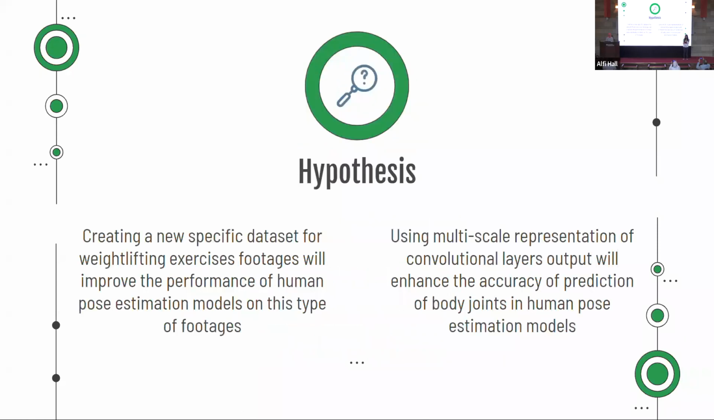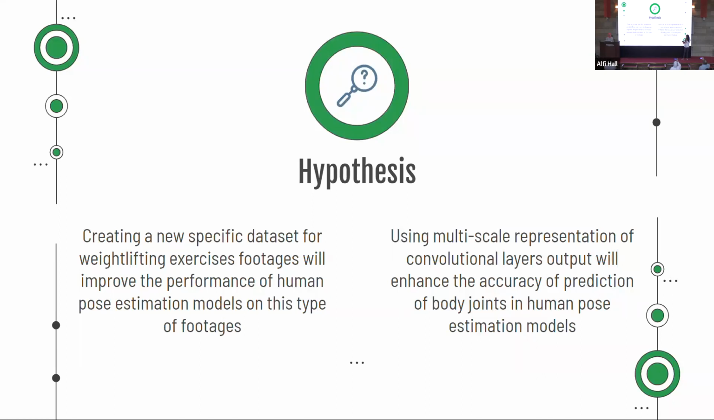So our hypothesis, we have two hypotheses. The first one is creating a new specific data set of weightlifting exercise footage, which will improve the performance of human pose estimation models on this type of specific exercise footage. And the next one is that using multi-scale representation of convolutional layers' output will enhance the accuracy of prediction of body joints in human pose estimation models.